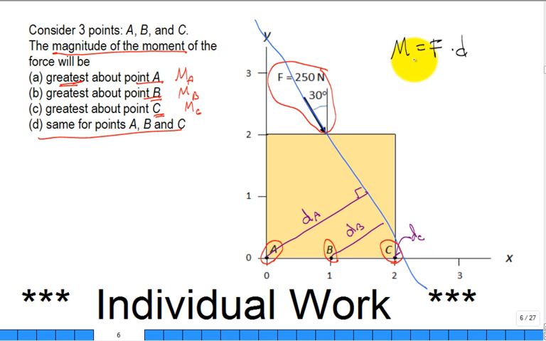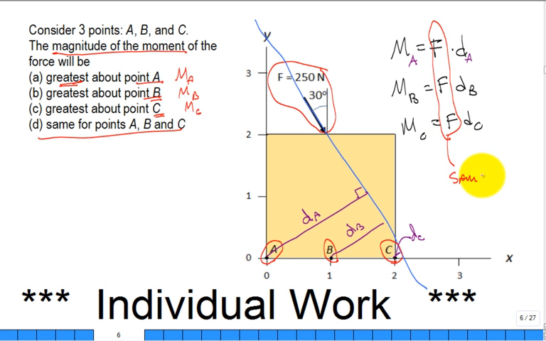And now we want to compare. So the moment for A is F times d sub A. And likewise, the moment of that force around point B would be the same F times d sub B, and the moment about point C is F d sub C. Again, I'm just emphasizing, are all of these the same in the equation? Yes. Now, the question is, are all the d's the same? No. Can I re-ask that question, and you can work in teams?